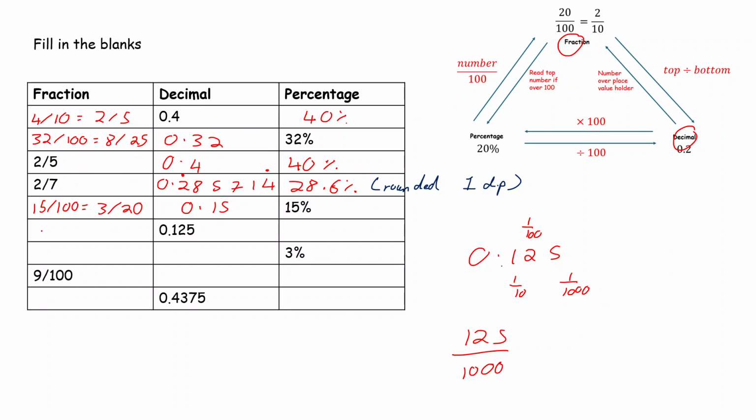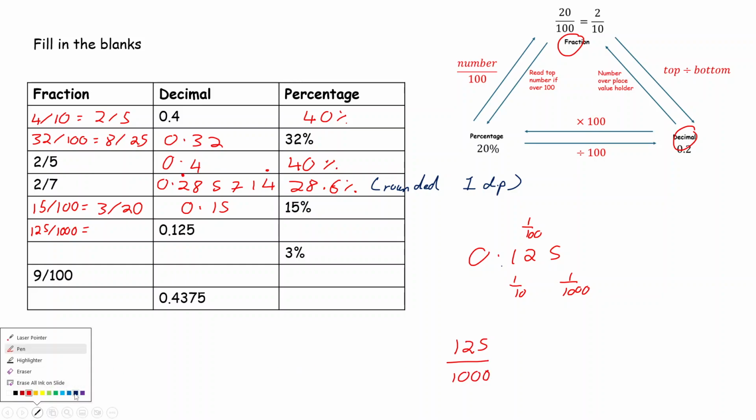So it's just going to be 125 over 1,000. But again, you can divide through, at least, we can actually divide it by 25. You could divide by 5, but 25 is also a common factor, so we can divide 125 by 25 and divide 1,000 by 25. Okay, so 125 divided by 25 is going to be equal to 5, and 1,000 divided by 25 is equal to 40.